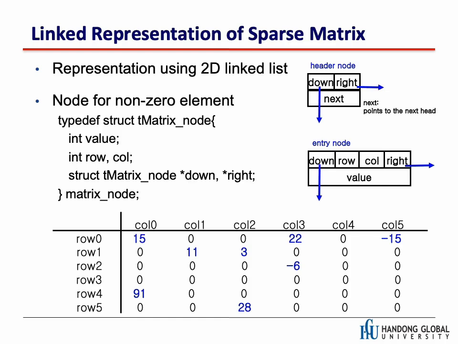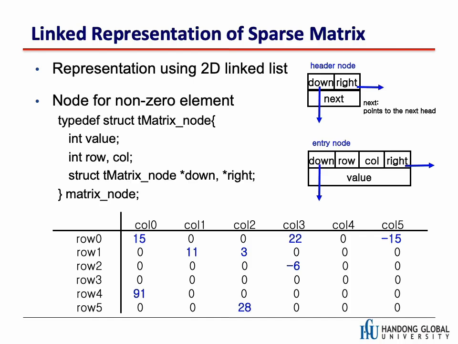Column 2 and row 2 share the same header node. Column 2 points to 3 with a down pointer, and row 2 will point to -6 with a right pointer. The next will point to column 3 and, at the same time, row 3, so we will share that. And in the header node, we don't need the value, the row, and the column.